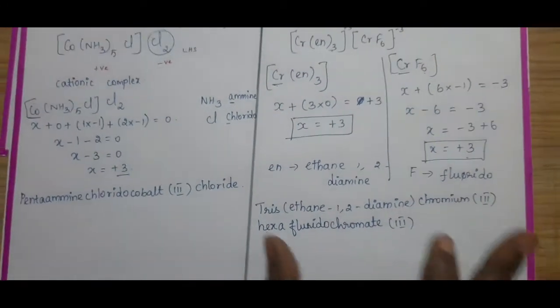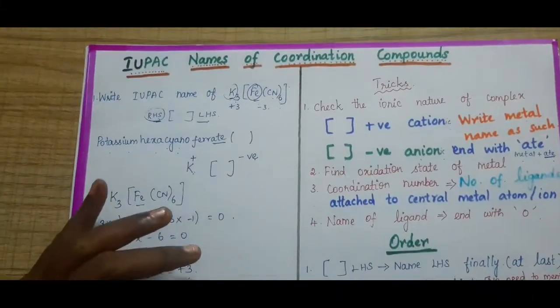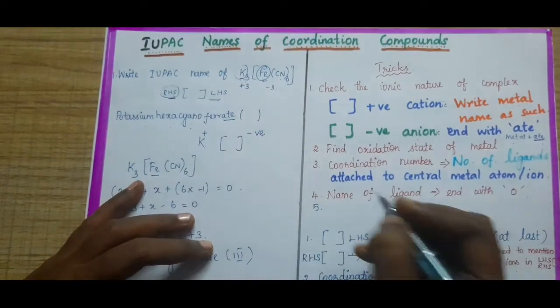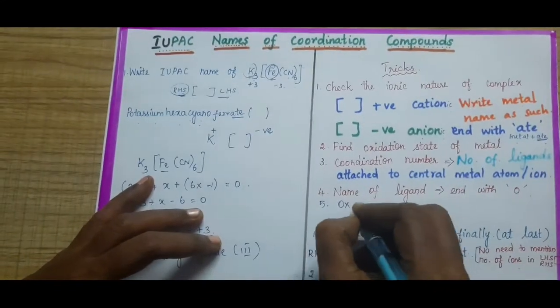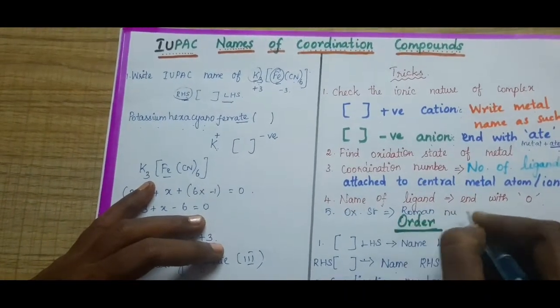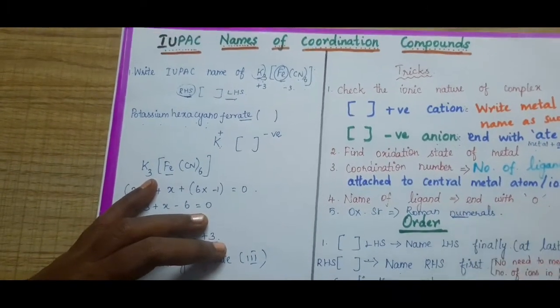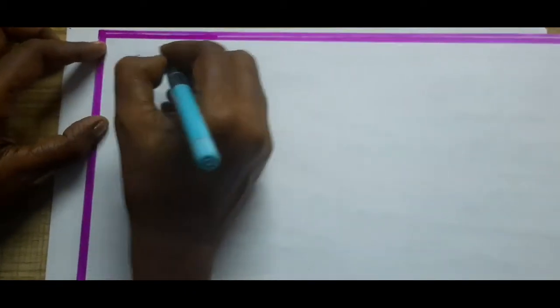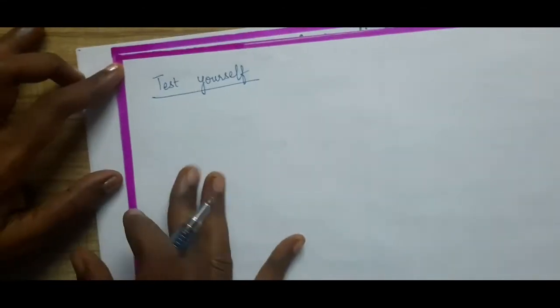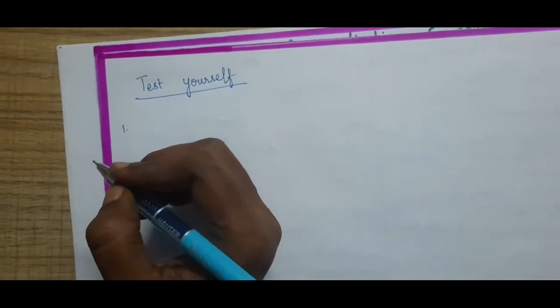So this is how you have to name the IUPAC name of the coordination compounds. In the order itself, you can mention this point also: the oxidation state must be written in Roman numerals. These are the rules, which you might have learned in my previous video. So this is how to do it. Now test yourself. Let me give you 2 questions. You just try that. If you don't find answers, you can send me in the comment box. I will try to answer the next day itself.